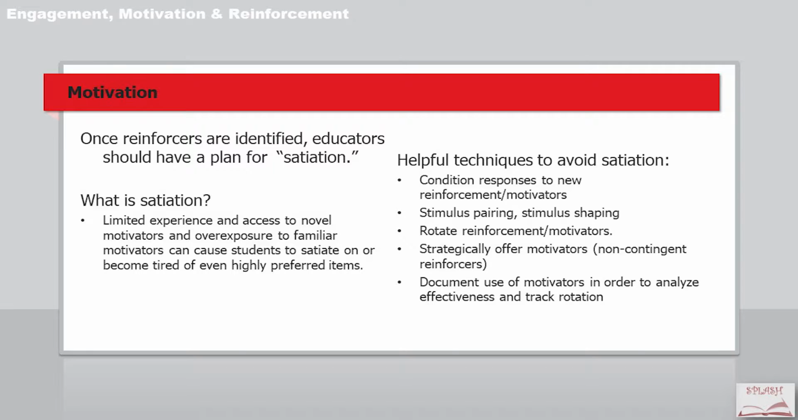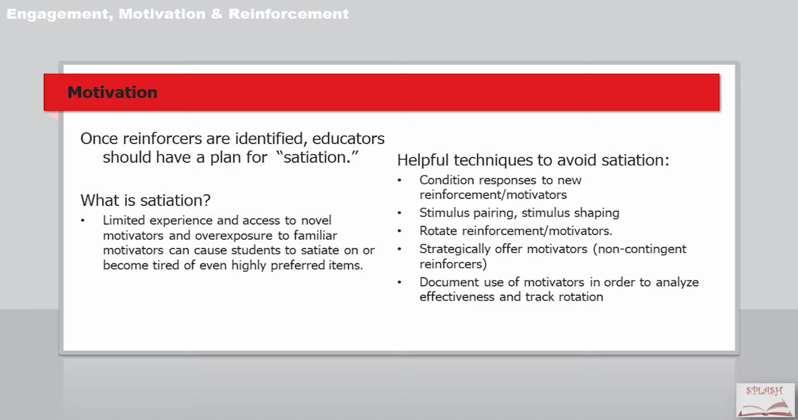Satiation refers to when a reinforcer loses its effectiveness. This occurs when a reinforcer is given too often or in too large a quantity to the student. This is more likely to occur when students have limited preferences or motivators, which is likely for students with complex needs. For example, if a student with complex needs is receiving a squishy ball as reinforcement, it is likely that after some time, he or she will become tired of it and no longer find it desirable.